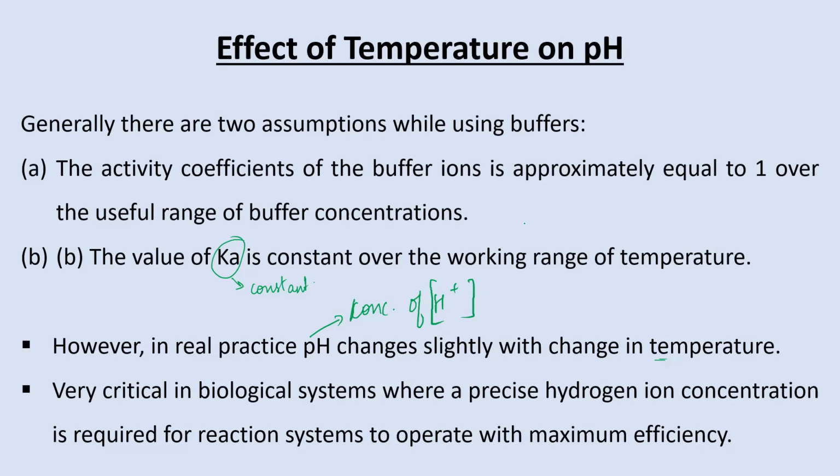So every biological system has a very critical requirement for the H plus ion concentration. If this H plus ion concentration increases because of a change in temperature, or decreases because of a change in temperature, then the pH will also change. If the pH changes, then the cell will find it difficult to perform that particular reaction. That's why temperature is very important. Generally the two assumptions are that the buffer is so robust that under all circumstances it will resist the change in pH. But ideally, this is not what happens in real practice. It is observed that with change in temperature, pH also changes.